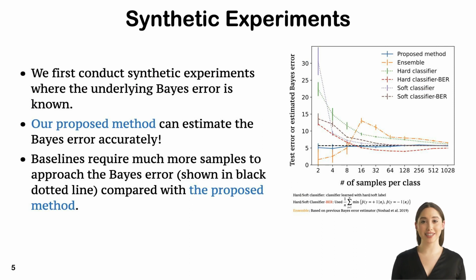We conduct synthetic experiments where the underlying Bayes error is known. The true Bayes error is slightly larger than 5% in this example. The true Bayes error is shown in the dotted black line in the figure. Our proposed method, shown in blue, can estimate the Bayes error accurately, even when we only have a few samples. All other baselines require much more samples to approach the Bayes error.